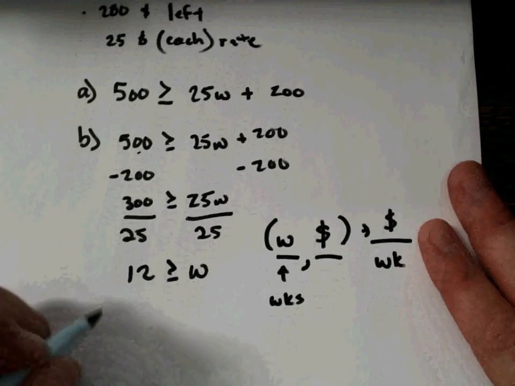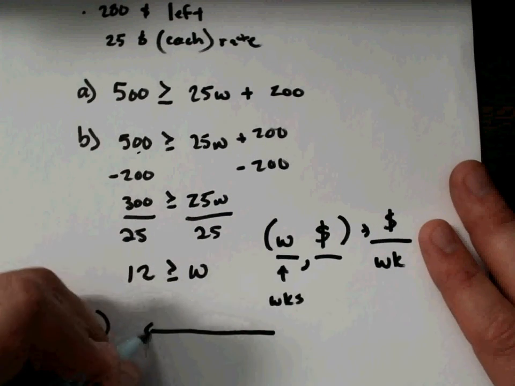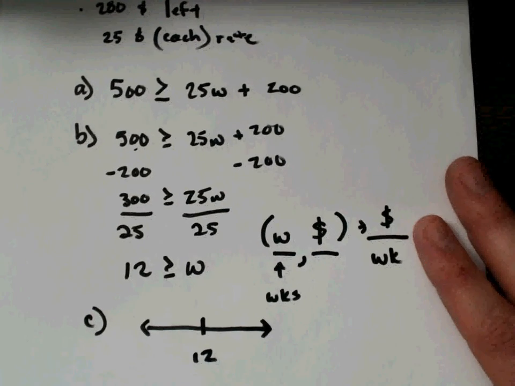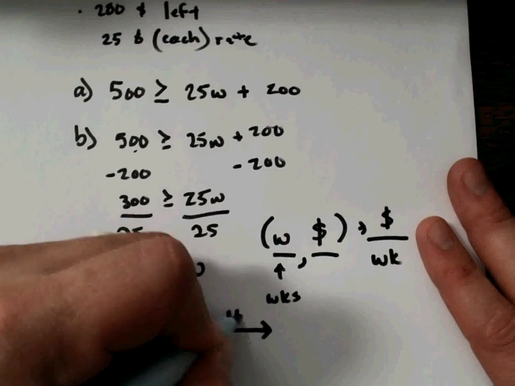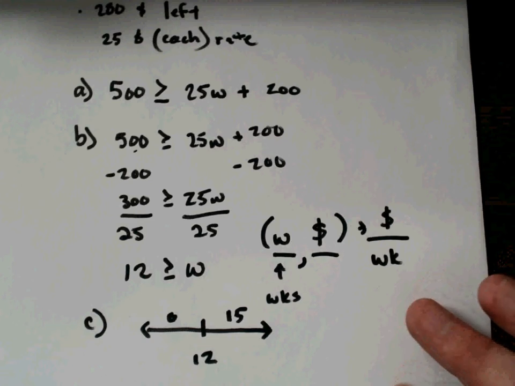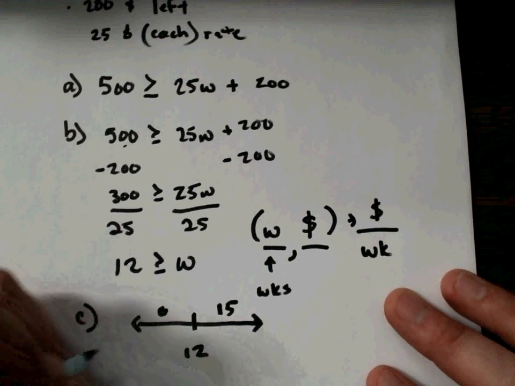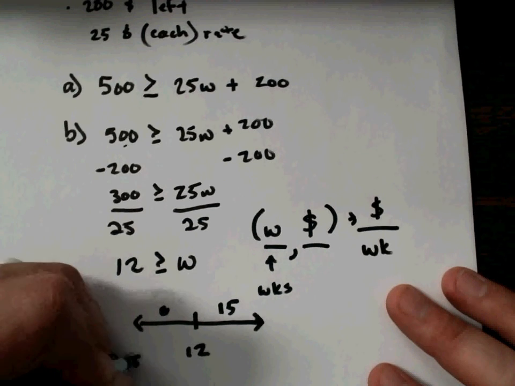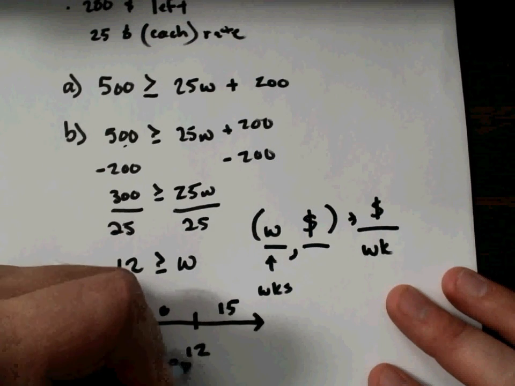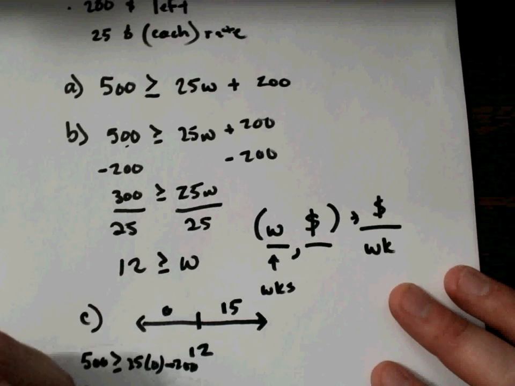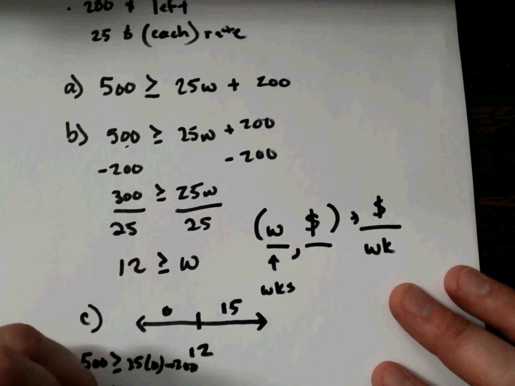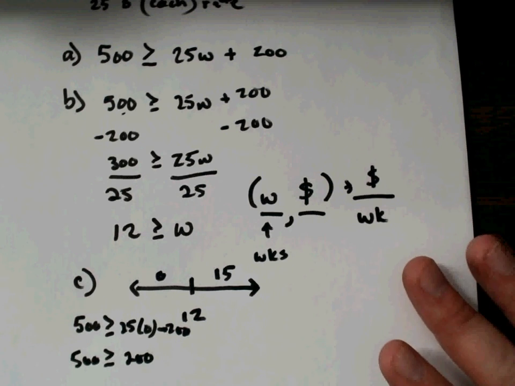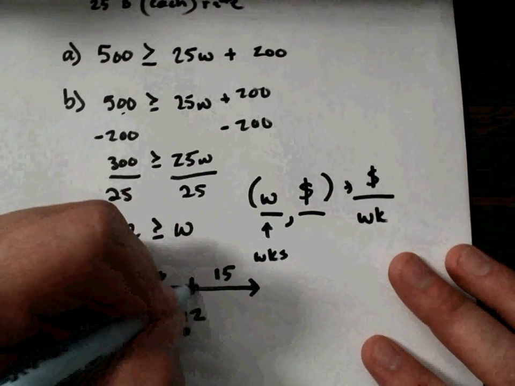Pretty interesting. All right, so the last part of the problem, number lining it. Okay? So 12 is going to go right there. We're going to use 0, and I'm going to use 15 because 13 is an unlucky number. Plug it back into my original. 500 is going to be greater than or equal to 200. Is that true? Yes.